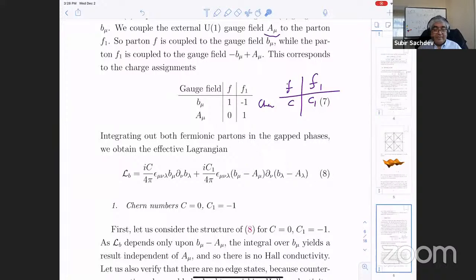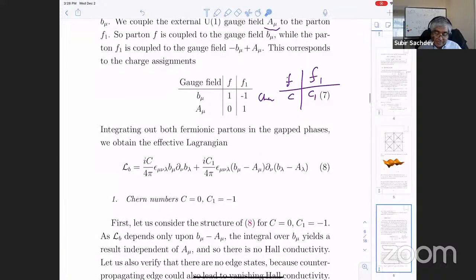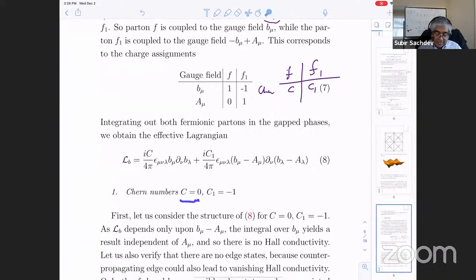And now let's take two different values. Let's take the phase where C is 0 and C1 is 1. If C is 0, then this term is gone, and C1 is 1. Now I can do the integral over B mu. When I do the integral over B mu, basically A mu disappears from the problem. There's no dependence on A mu at all because you can just shift it away.